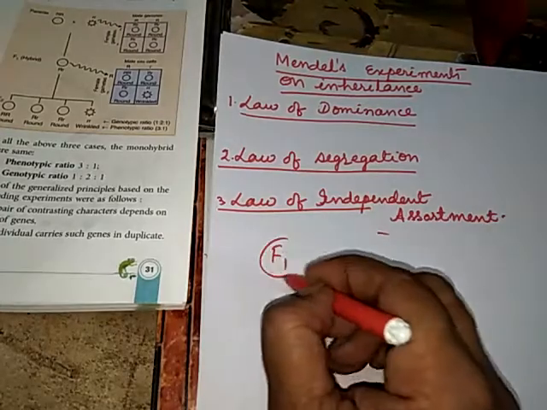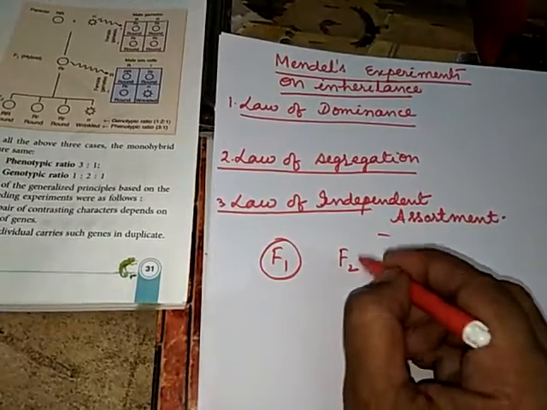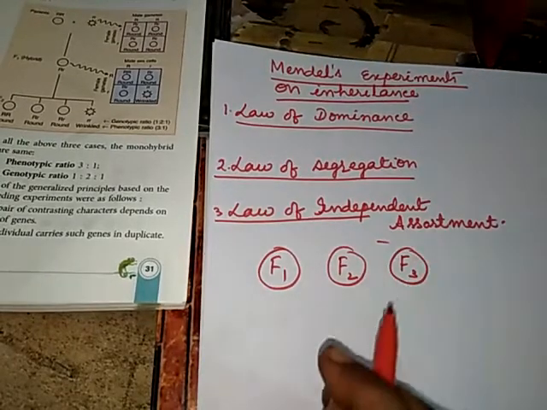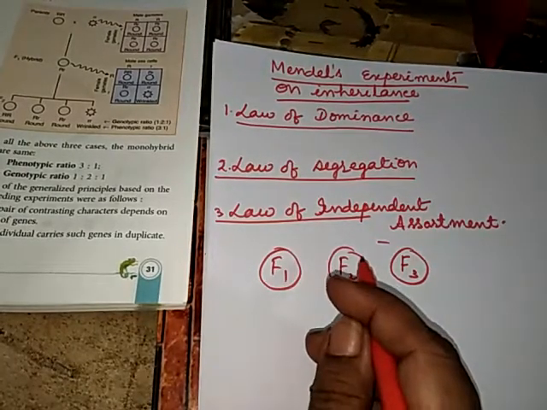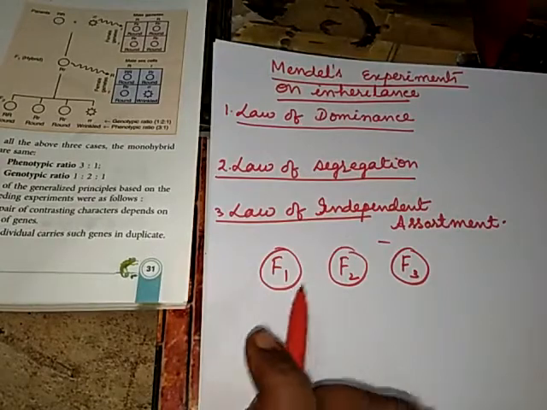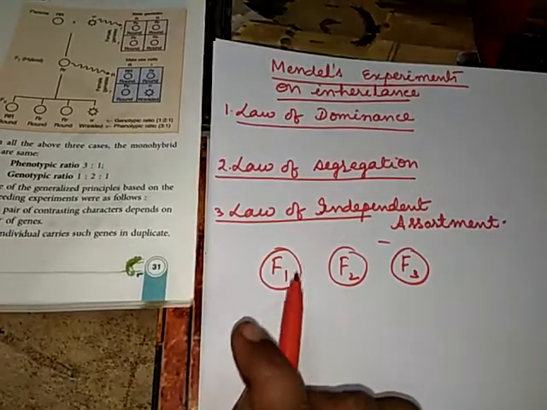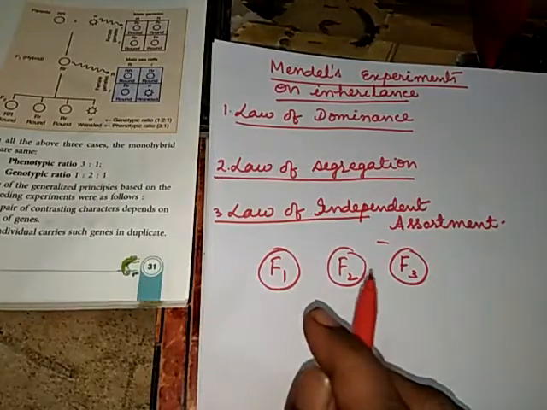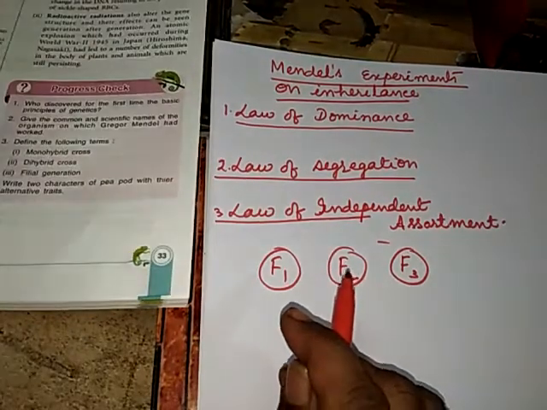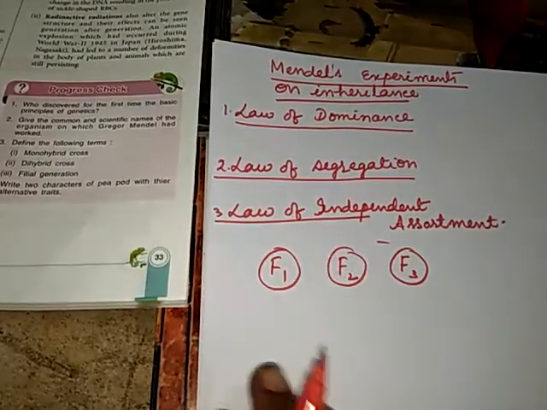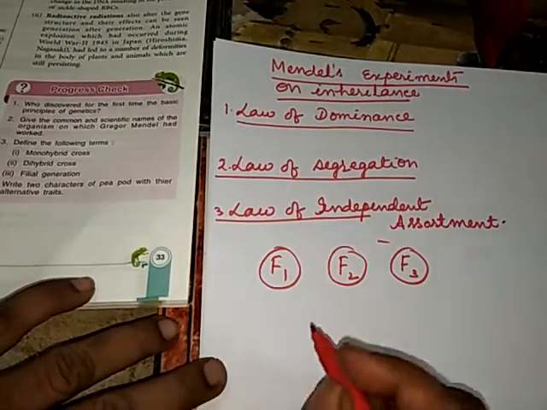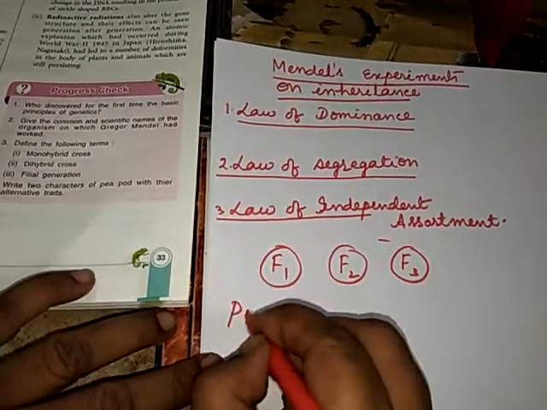They are symbolized as F1, F2 (the second filial generation) and F3 (the third filial generation) respectively. We usually go up to two generations only, the first filial generation and the second filial generation, and these are all represented on a checkerboard, which is known as the Punnett square.